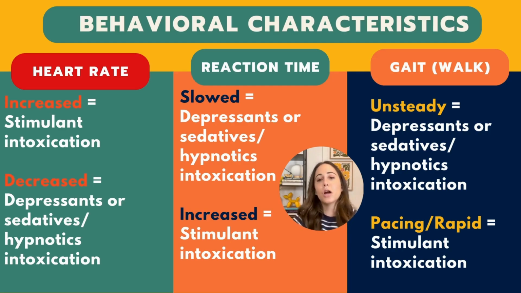And then finally, this is a really big one that tips me off: gait. Gait is used to describe how someone is walking. Unsteady gait is probably depressant-related substances, so sedatives, hypnotics again, alcohol also, opioid maybe with slowed gait. And then pacing, so increased, rapid, fast walking, stimulant intoxication.